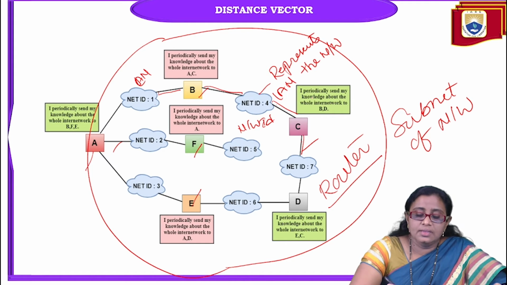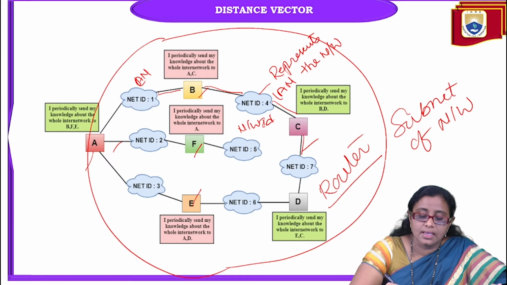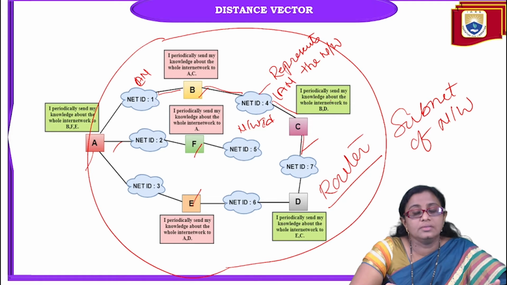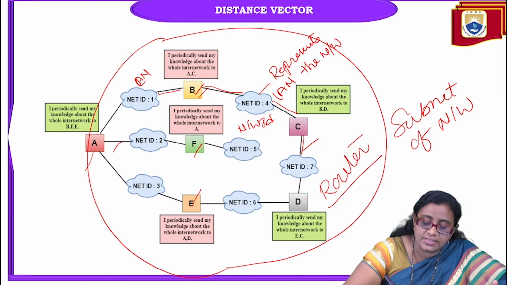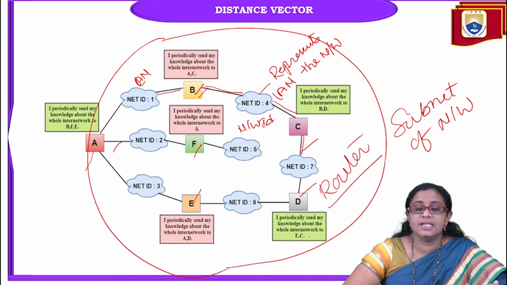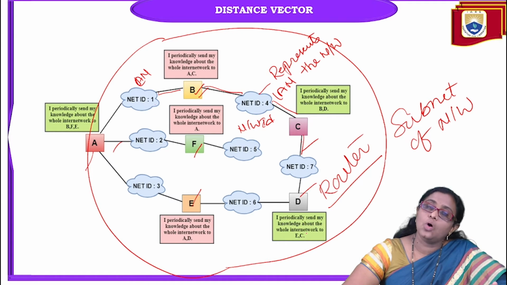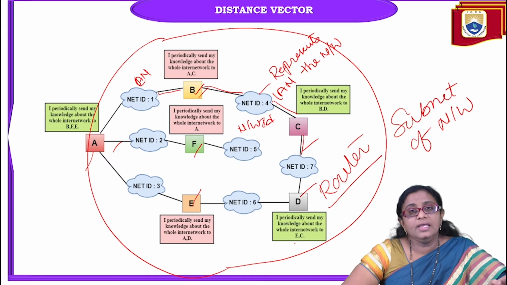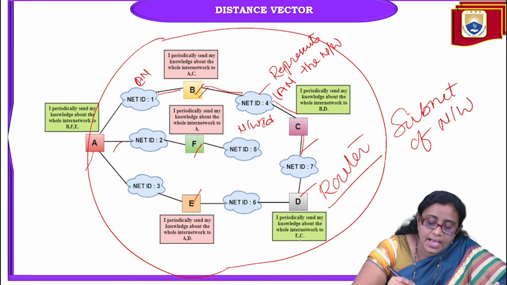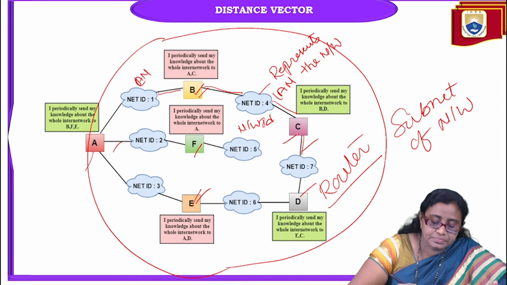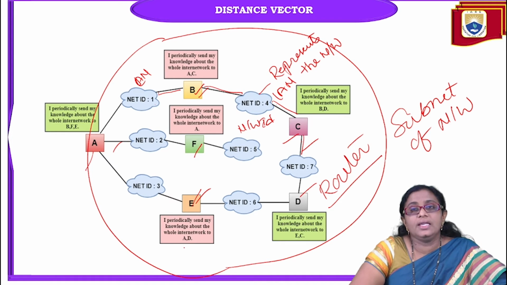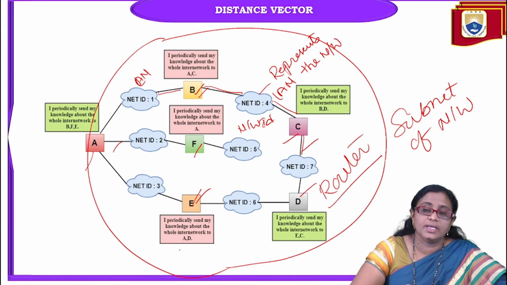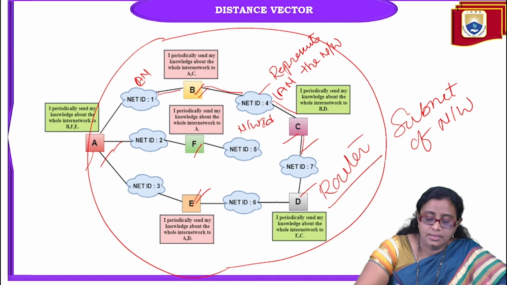Coming to C, it says, I periodically send my knowledge about the whole internet network, that means the total subnet, to B as well as D. D says, I periodically send my knowledge about the entire internetwork to E and C. Whereas E, the LAN subnet, says, I periodically send my knowledge about the whole internetwork to A and D.